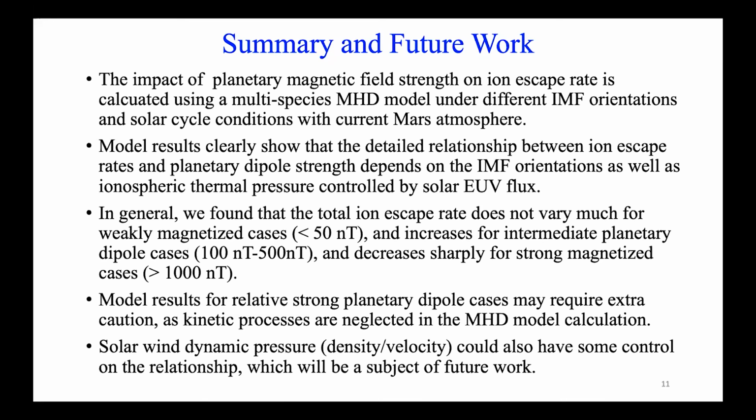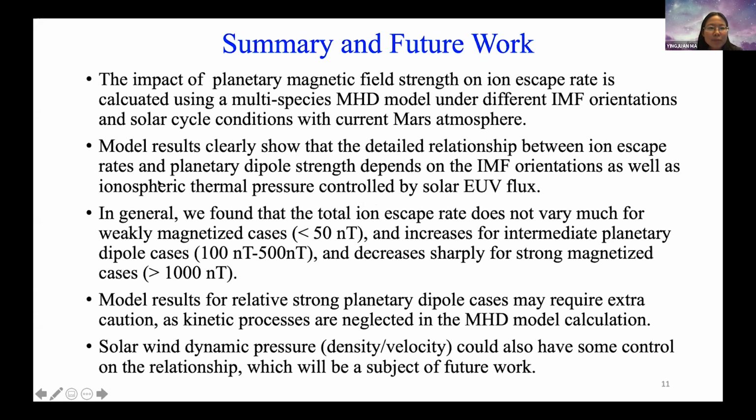Right, and then up to 100 nanotesla, the escape rate is similar between Parker spiral and southward Bz, while the latter becomes larger for larger dipole strength. Do you see any difference in magnetospheric dynamics below and above the 100 nanotesla dipole strength cases? Yeah, that's a good question. I haven't looked into the detailed dynamics, but I did look at the pressure profiles for Parker spiral and northward IMF as well.